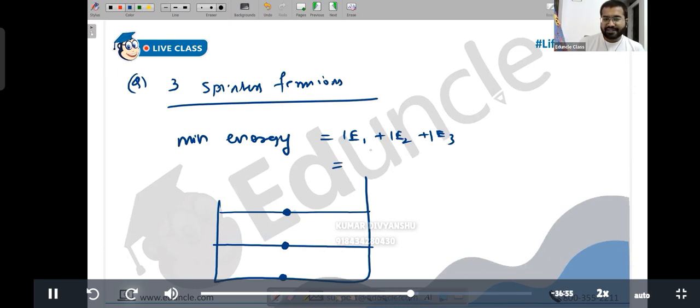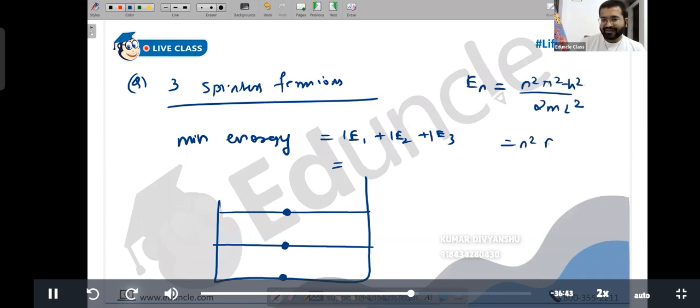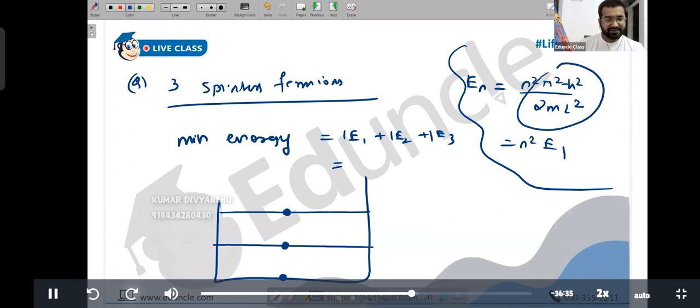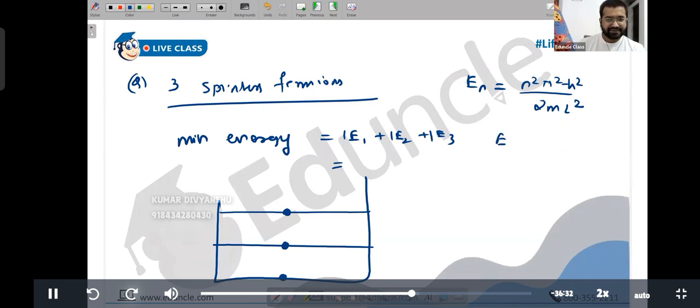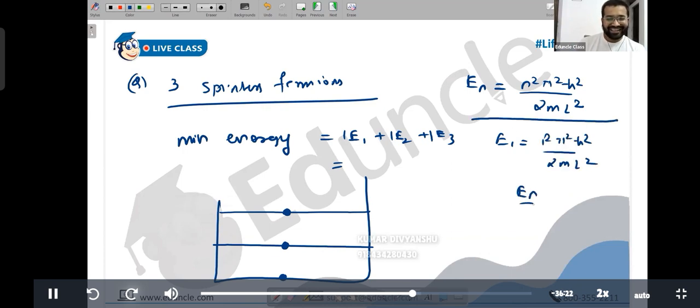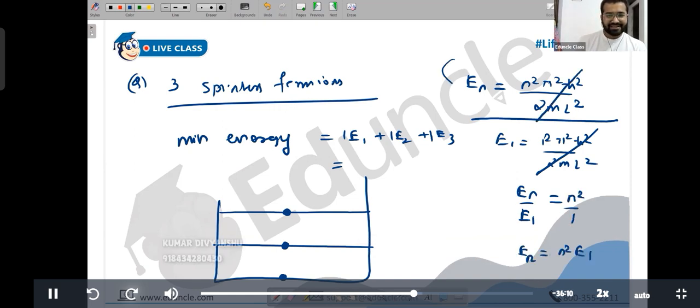So anyway, this is E1, which is by the way, what is En? En is n square pi square h square upon 2 m L square. Can we directly write it as n square E1? A shortcut. Because what is E1? E1 is just pi square h square upon 2 m L square. Take the ratio En upon E1. The pi square h square upon 2 m L square gets cancelled, and this is n square upon 1. So you can directly remember En is n square times E1. Best, so that we can save some time.